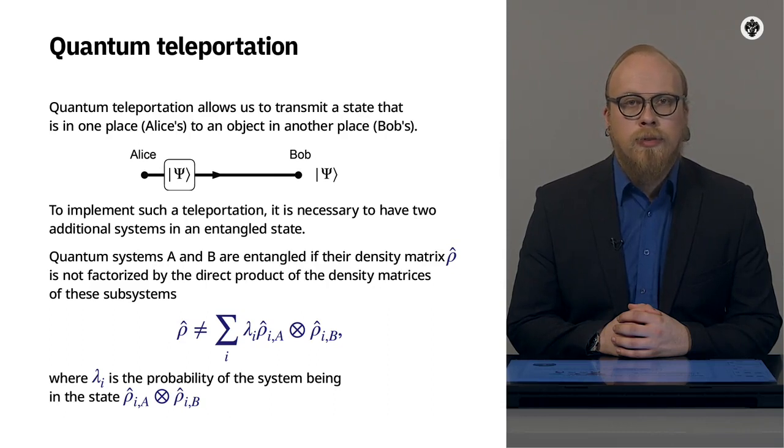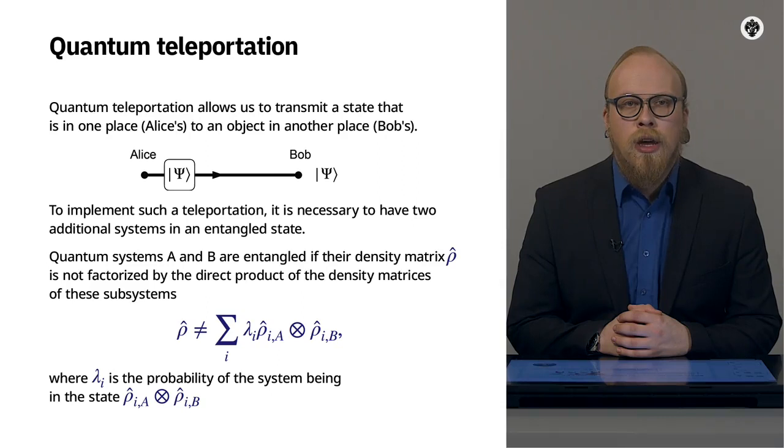In this case, the transmitted quantum state is assumed to be unknown. Moreover, the nature of the physical systems can be different. For example, we can teleport states of light to states of atomic systems. To implement such a transmission, it is necessary to have two additional systems in an entangled state.